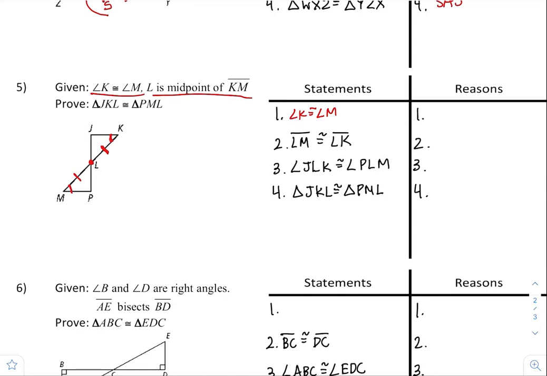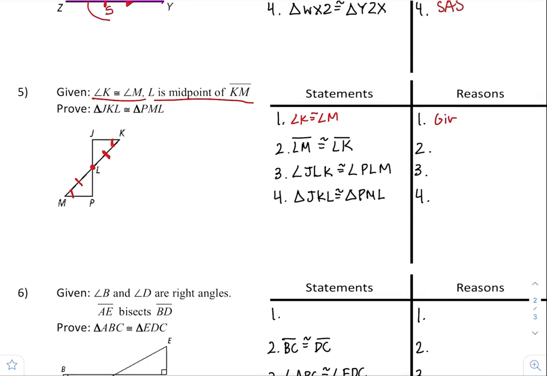So first we have a given, and I forgot to write the rest of this down. L is midpoint of KM. So since it's a midpoint, you guys, that means LM is congruent to LK, because that's the definition of a midpoint.